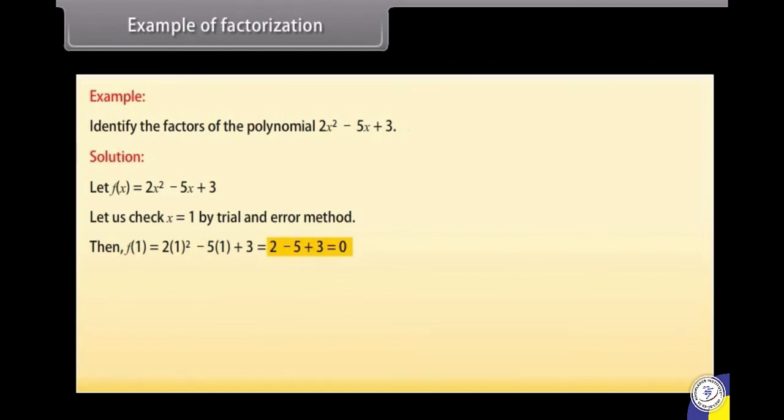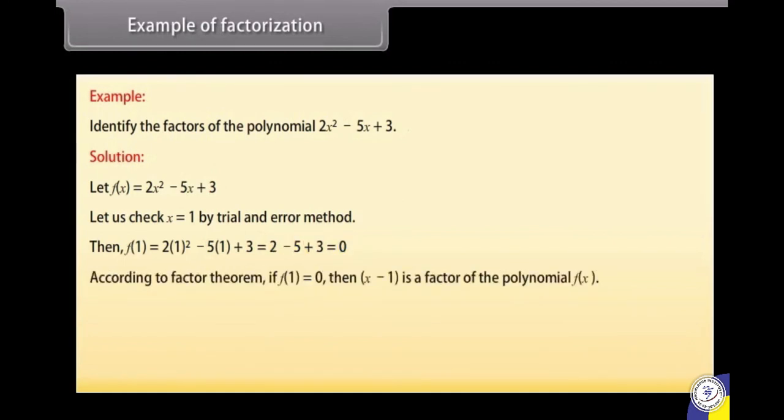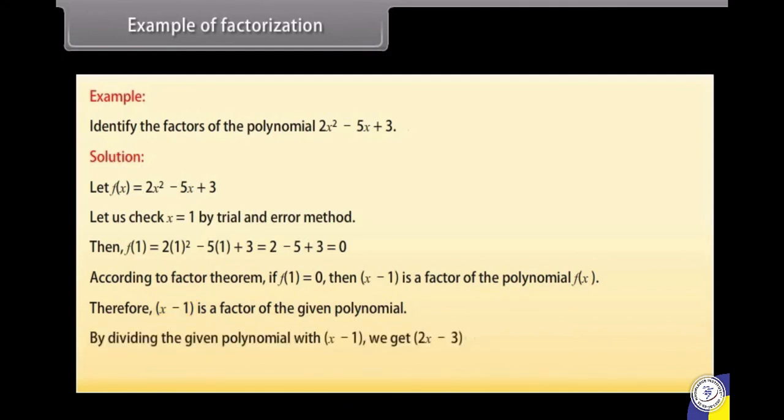which equals 0. According to the factor theorem, if f(1) = 0, then x - 1 is a factor of the polynomial f(x). Therefore, x - 1 is a factor of the given polynomial. By dividing the given polynomial by x - 1, we get 2x - 3. So, the factors of the given polynomial are 2x - 3 and x - 1.